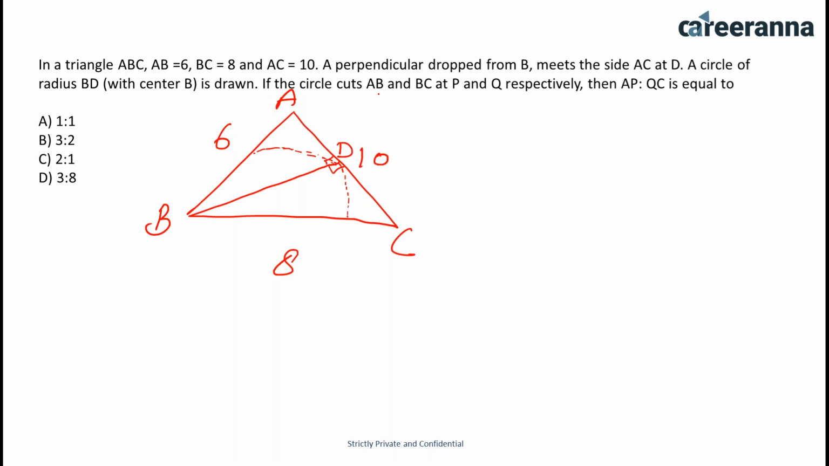So if the circle cuts AB and BC at points P and Q, the circle is cutting at point P and at point Q respectively, then you have to find out the ratio of AP and QC. Okay, so you have to find out the ratio of AP upon QC. I think now you are able to understand the question. Please solve this, and then I'm going to discuss what is the logic that you can use in this question, and then you can easily solve it.